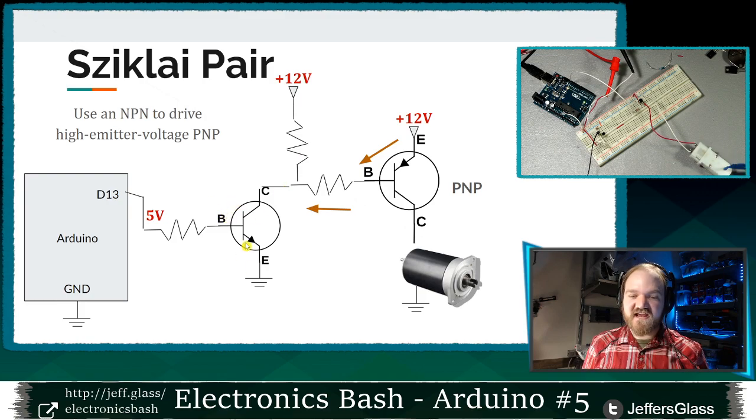Basically, use this NPN transistor to turn on and off this PNP transistor. Don't bother memorizing this. Go Google it when you need it. Google, how do you control a PNP transistor with an Arduino, when you need the solution? I just want you to know it's out there. Cool?